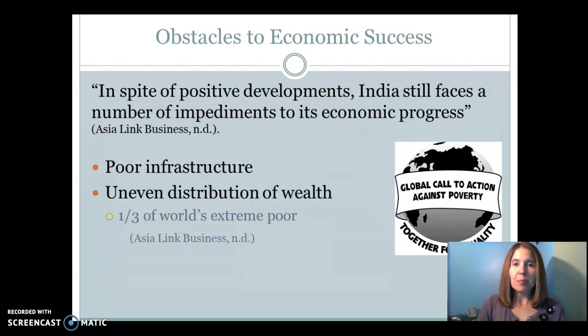In spite of the positive economic developments in India, they still face a number of impediments to their economic progress. One of those is a poor infrastructure in regards to their roads and their rail system and transportation. Also, there is an uneven distribution of wealth in India. Approximately 1/3 of the world's extreme poor peoples reside in India.